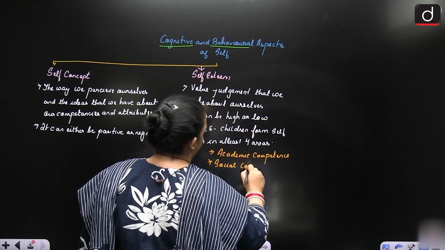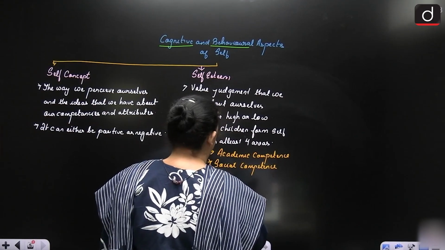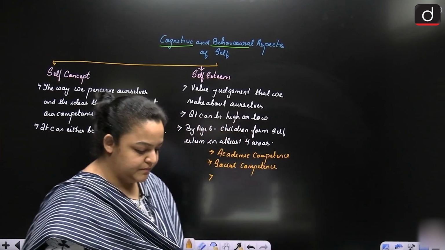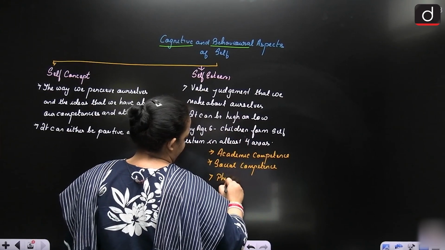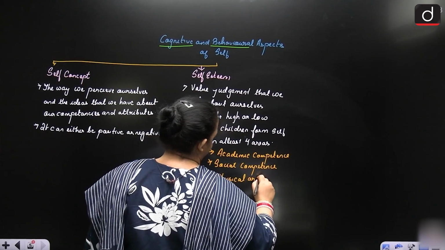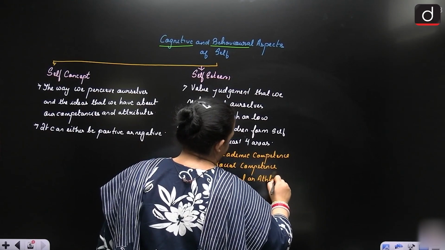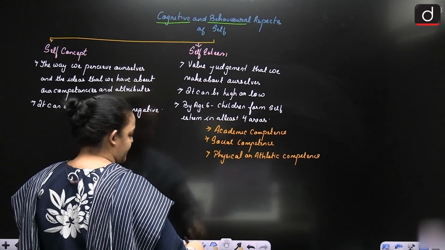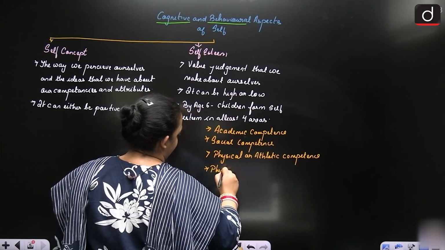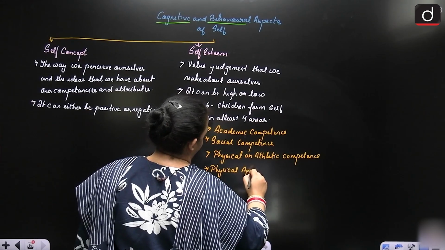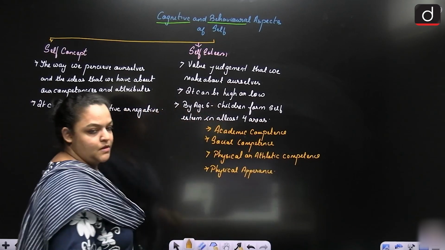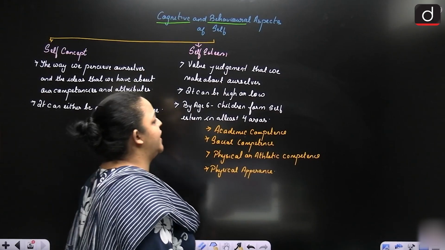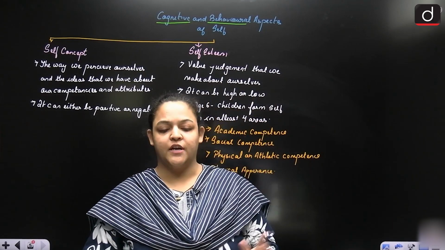Then we have social competence. Physical or athletic competence. And physical appearance also. So these are the 4 areas in which children from age 6 to 7 usually develop self-esteem. It can be high also, it can be low also.